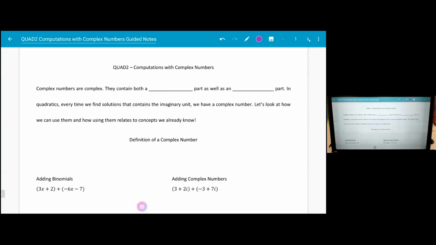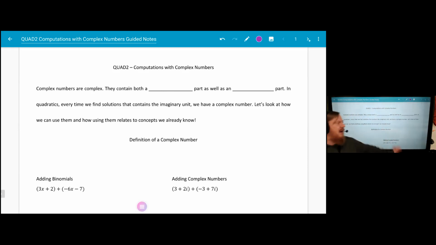Hello, Algebra 2. Welcome to QUAD2, Computations with Complex Numbers. What we're going to be talking about is something we've already seen a little bit of, in terms of what complex numbers are, but also the mechanisms for our calculations we've already done before. You've seen them in middle school, a little bit in algebra. So let's go ahead and take a look at this.